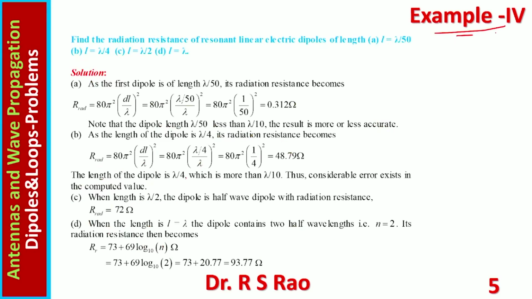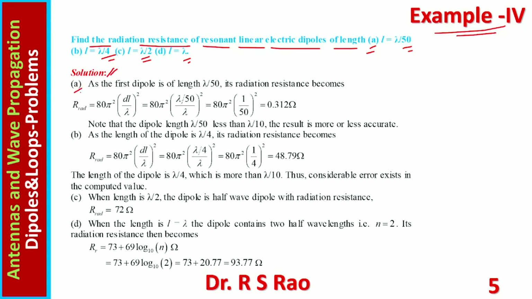Another problem, example 4. Find the radiation resistance of resonant linear electric dipoles of length A, lambda by 50, B, lambda by 4, C, lambda by 2, D, lambda. Different lengths are given. We are asked to find the radiation resistance for each length of the electric dipole.